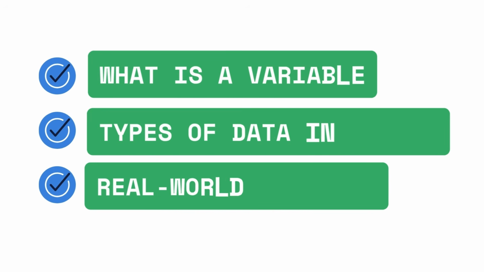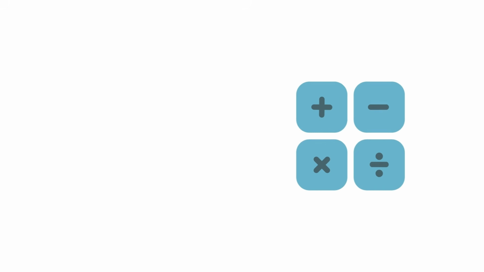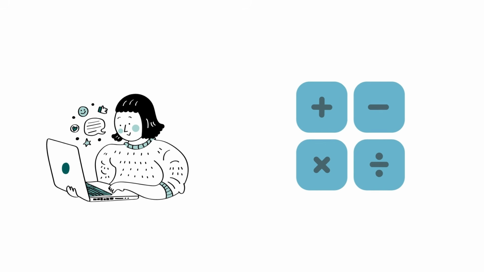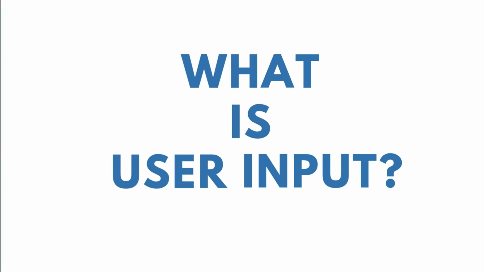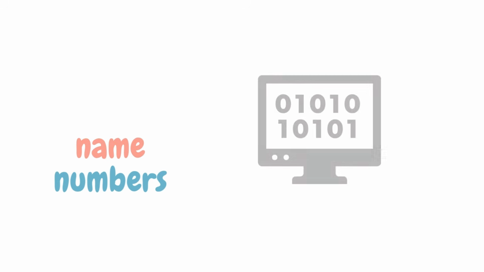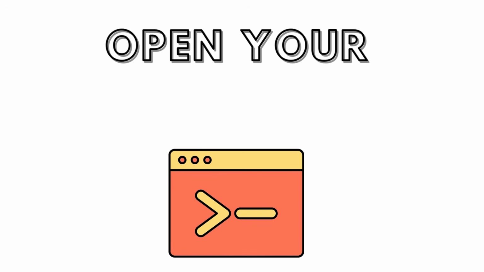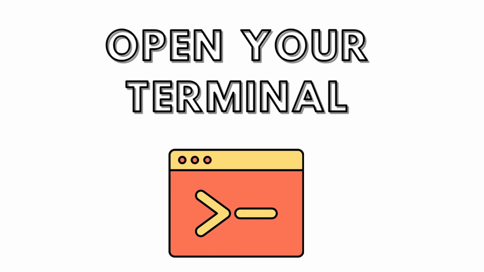Okay, so today we have learned what is variable and types of data in Python with real world examples. In this video, you will learn how to take input from users and perform basic math operations like a pro. So let's dive in. What is user input? User input means your program waits for the user to type something like the name or age and then uses that information in the code. Now let's open your terminal and see what it is.